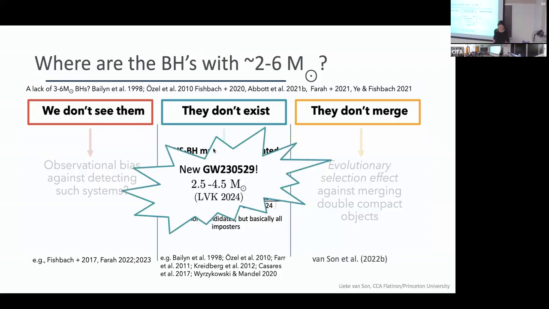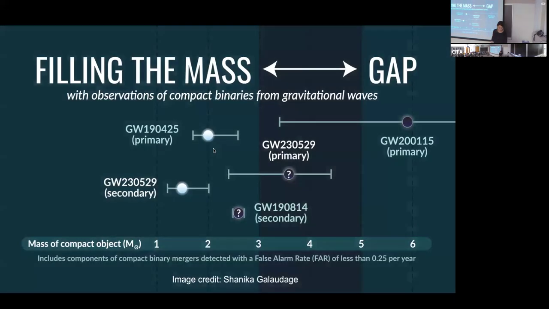But then gravitational wave 230529 was announced earlier this year. And this beautiful black hole, it's a little bit dark here, but this beautiful infographic from Shanika, this black hole is kind of smack in where we expect the mass gap to be. You could argue, in some parts of the cases, it's still a really massive neutron star. But I would say, okay, it definitely looks as if there's no inherent supernova reason as to why there really should be a gap.